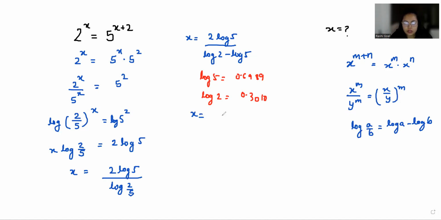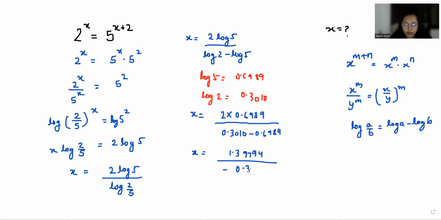So x is equals to 2 times 0.6989 by (0.3010 minus 0.6989). So x is equals to 1.3979 by negative 0.3979. So the value of x is negative 3.55.